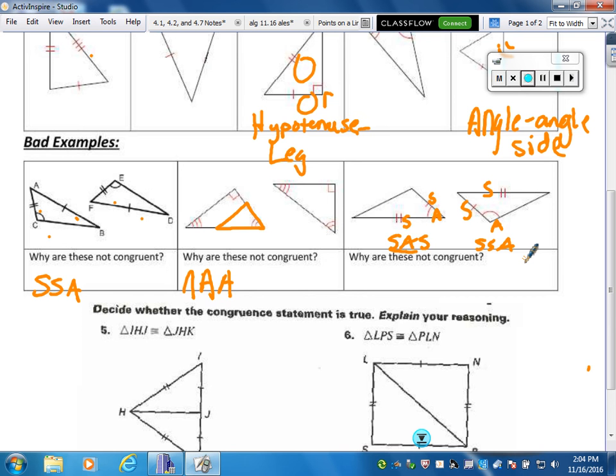Alright, so pause it, do some practice on that worksheet we gave you, and then come back and we'll be doing these down here together.